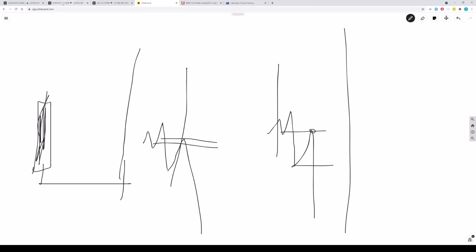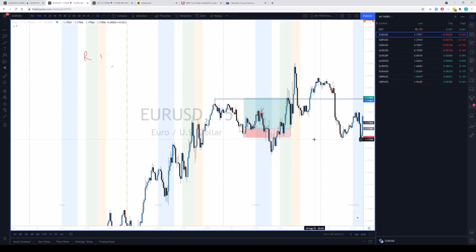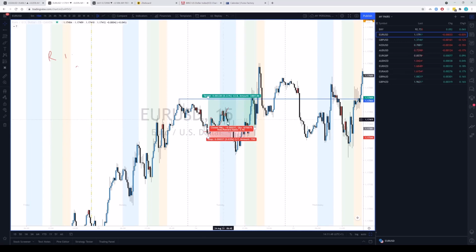Okay, let's go back to this chart. Now, what I want you to also take note is, if by any means this high has not been taken, every movement to the downside, you should be considering it as what? Manipulation. So you're going to be looking for that same thing.